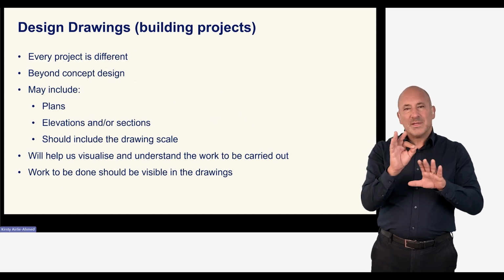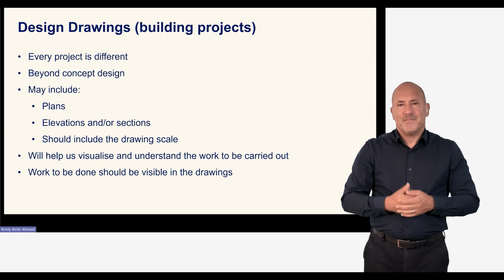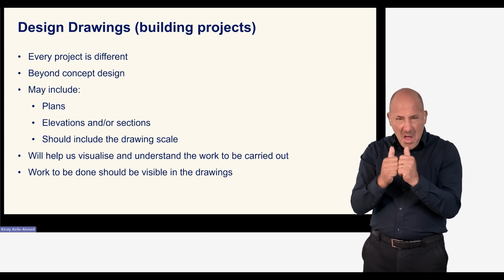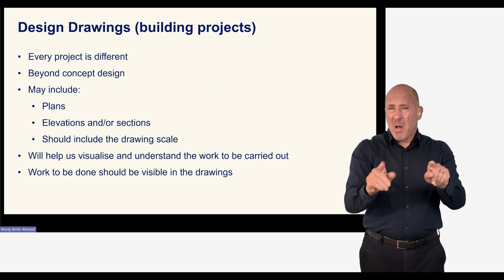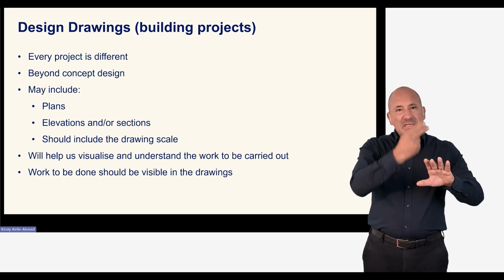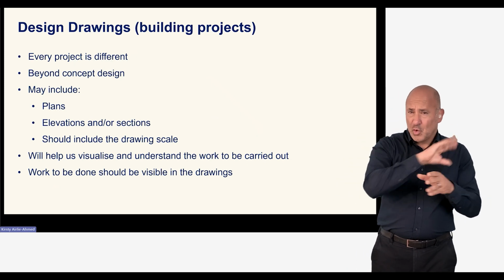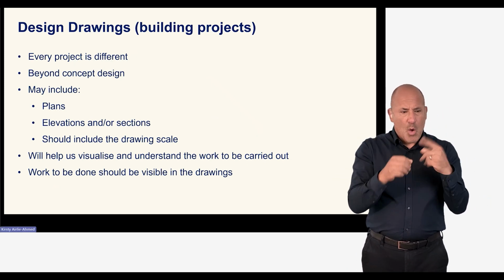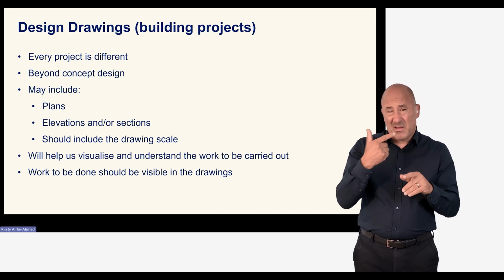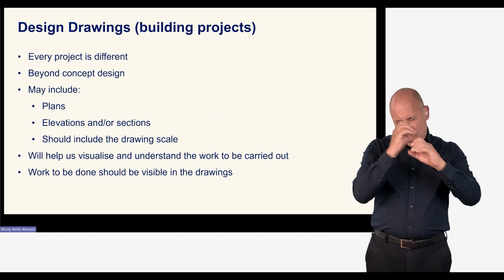Design drawings. Again, this is a mandatory document for building projects. There are no hard and fast rules about exactly what RIBA Stage 3 or equivalent drawings should include, as every project is different. But what we're looking for is drawings beyond the initial concept design, which may include plans, elevations and/or sections, and they should include the drawing scale. These may be supported by earlier concepts. As much as you can give us helps us visualise the project.